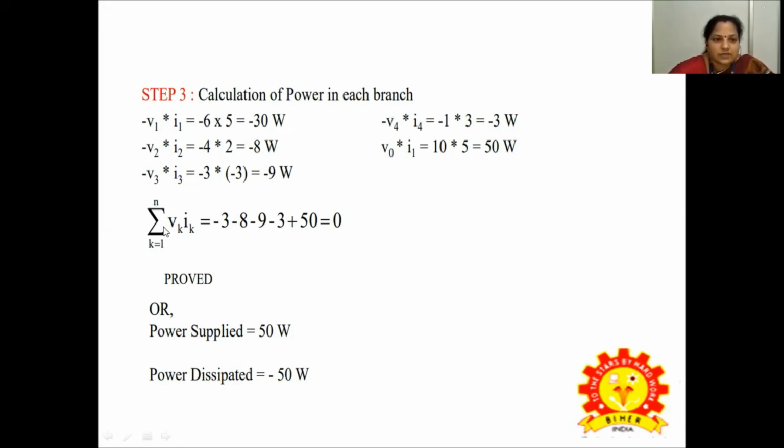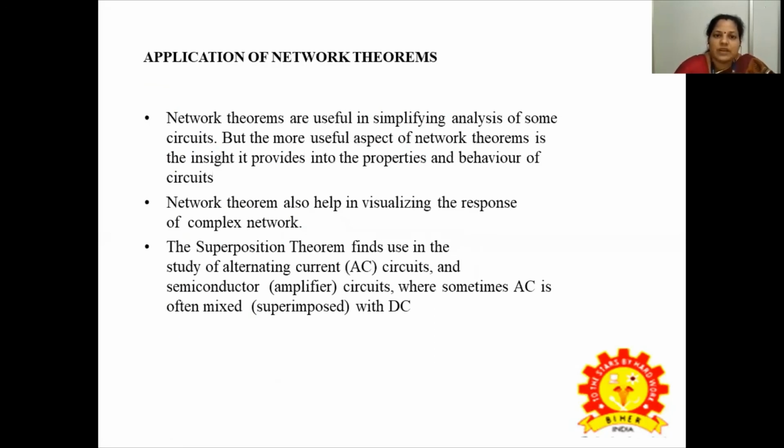Tellegen's theorem states that the summation over k equal to 1 to n of Vk Ik is equal to minus 30, minus 8, minus 9, minus 3 plus 50, which is equal to 0. So V1, V2, V3, V4, V0 values are applied in this equation. So we get the power supplied equal to 50 watts and the power dissipated equal to minus 50 watts.